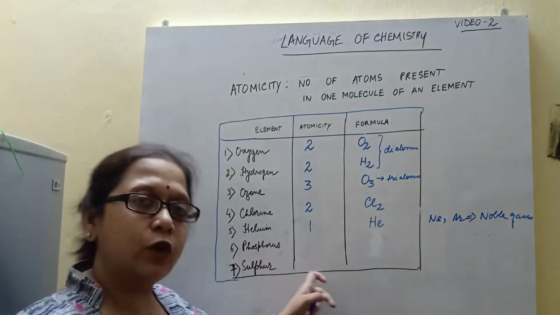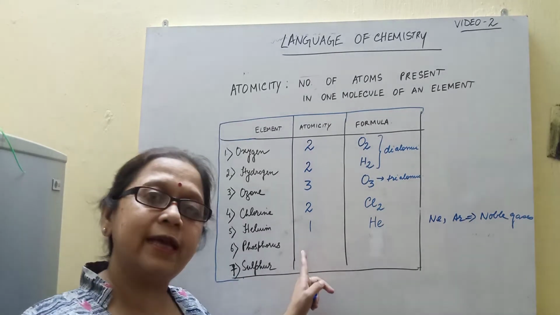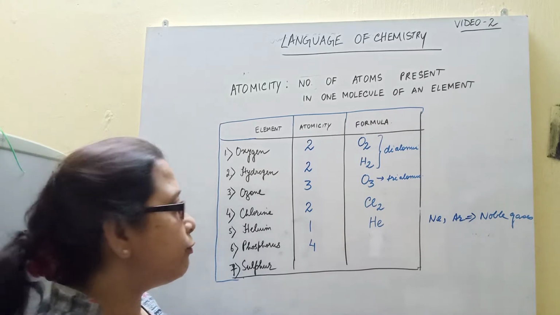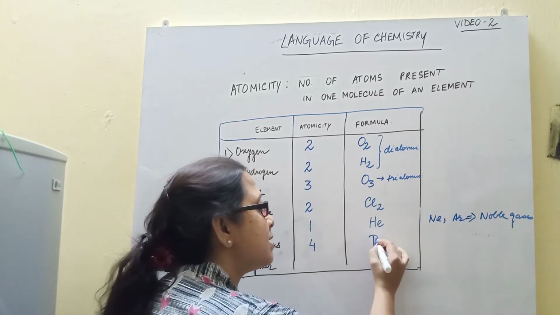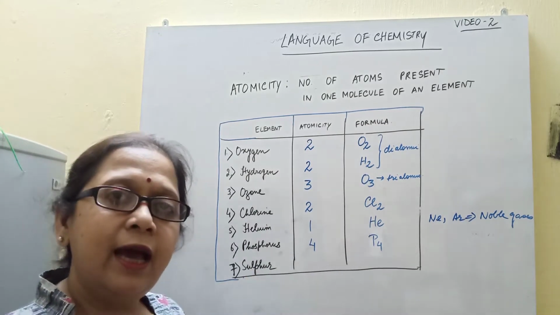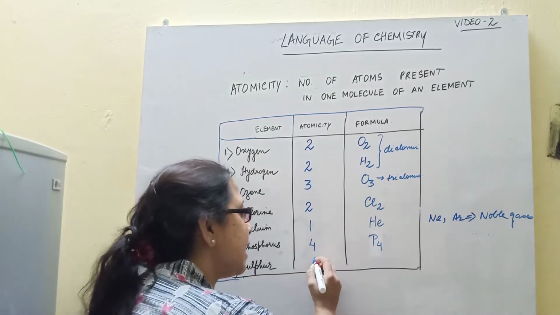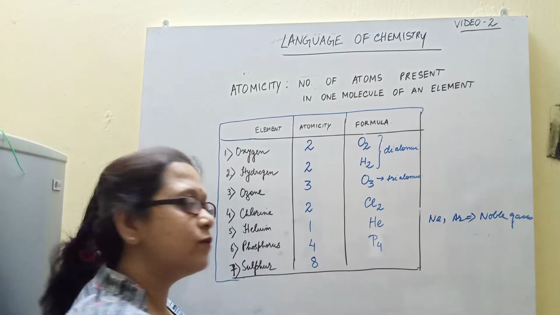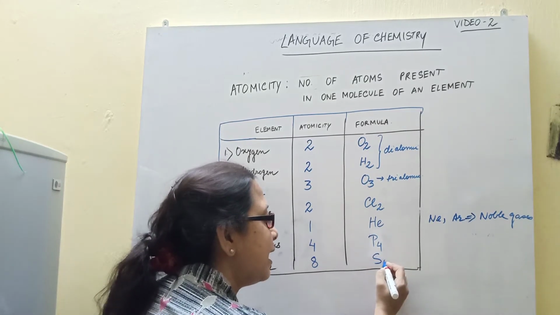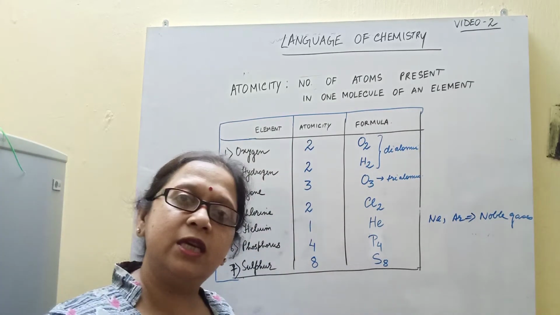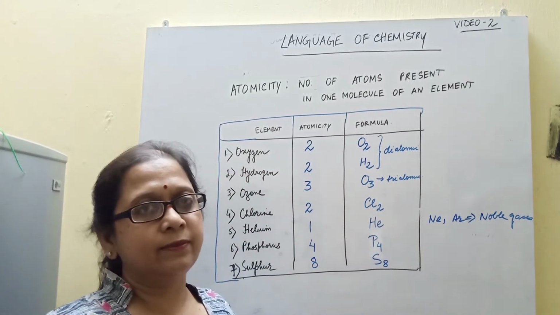Now coming to phosphorus. Phosphorus atomicity is 4. So how do we write the molecule of phosphorus? We represent it as P4. Now sulfur, its atomicity is 8, octaatomic. So we write the formula of sulfur as S8. So this is how we write the atomicity of elements.